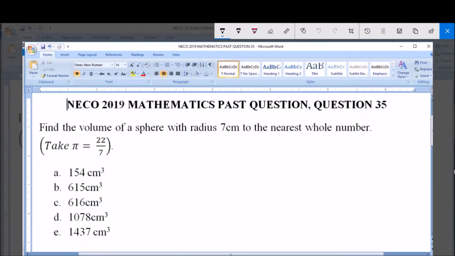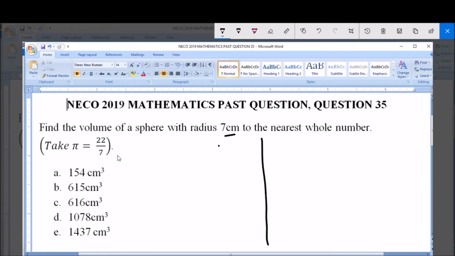Today we're going to be solving NECO 2019 Mathematics Past Question, question 35. Find the volume of a sphere with radius 7 cm to the nearest whole number. Take pi to be 22 over 7. A 154 cm³, B 615 cm³, C 616 cm³, D 1078 cm³, and E 1437 cm³. So we're to find the volume of a sphere with radius 7 cm.